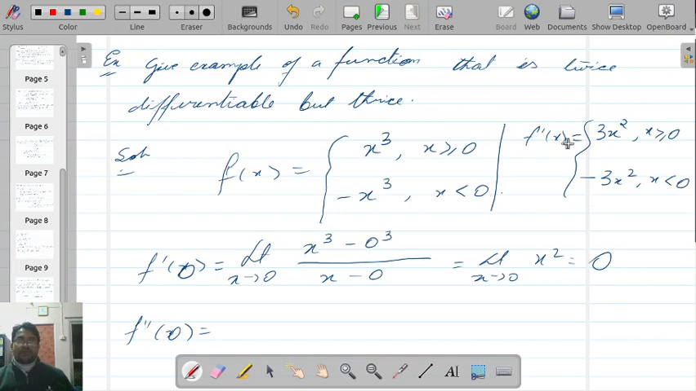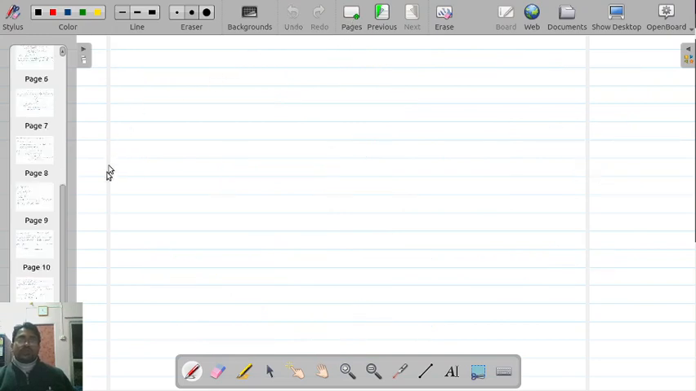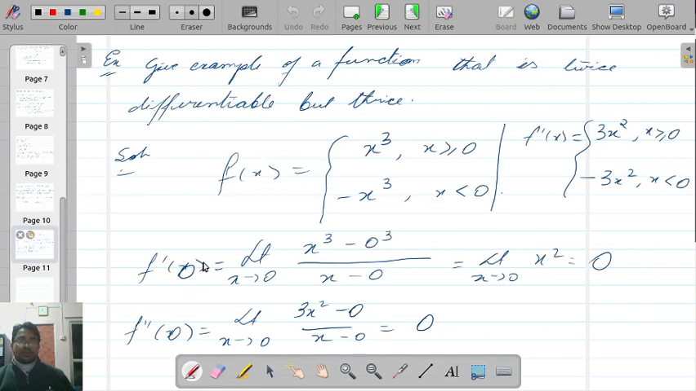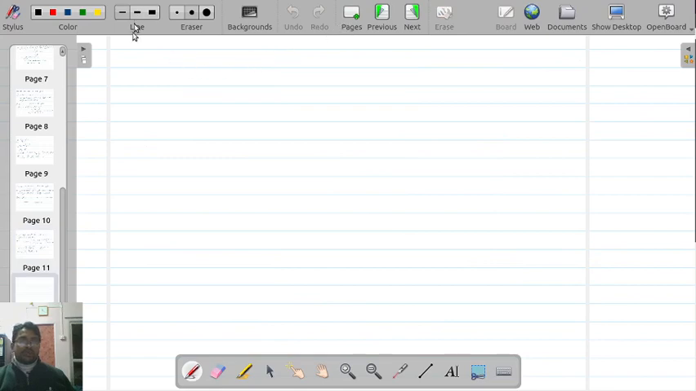Okay, so for f double dash, I have to find out the derivative of this. This will be the limit as x tends to 0 of (3x squared minus 0) divided by (x minus 0). So that is nothing but again 0, because I'll get the limit as x tends to 0 of 3x. That is 0. So it's twice differentiable. Okay, now let's see. Yeah, so it's twice differentiable, but the third time, is it differentiable or not?